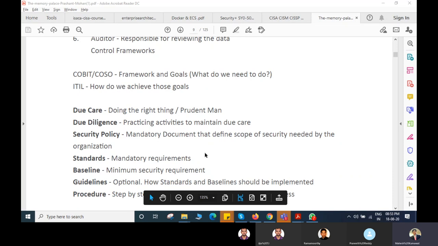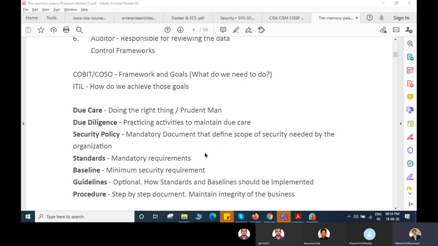Okay. So the matter of fact is that security policies are the mandatory documents of the company, and they are approved by top management. They are created by the executives, and the managers approve all of these things. We also have standards, which are mandatory requirements.